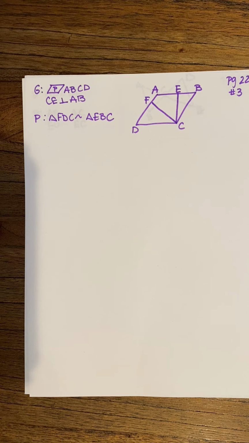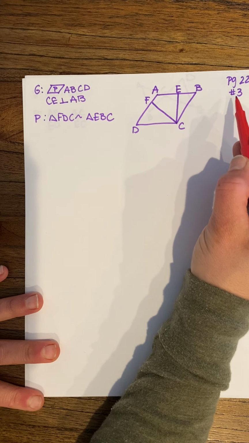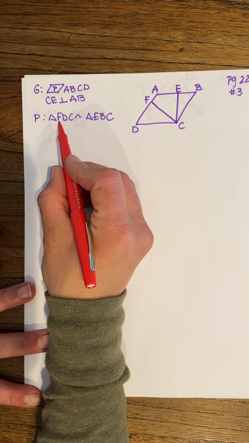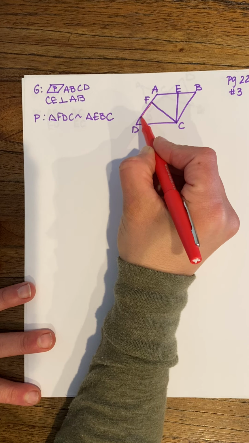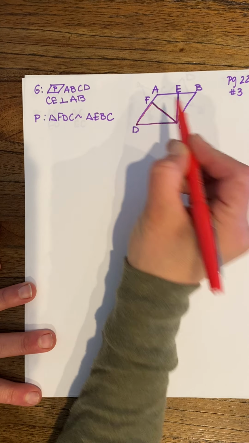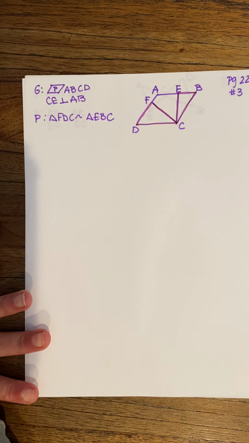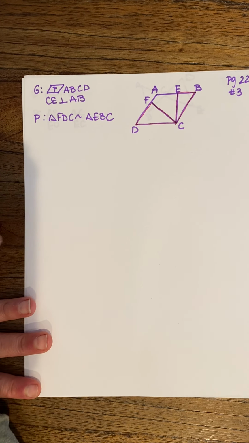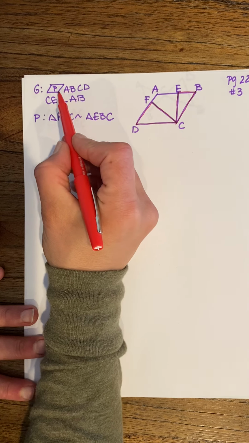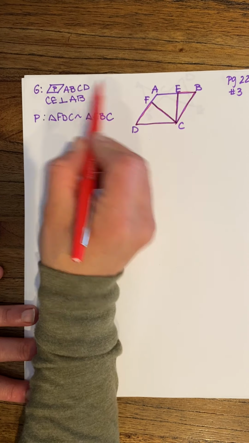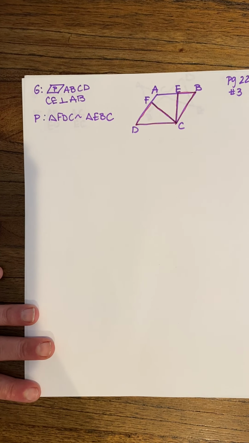So the first example I want to do is on page 22, number 3. You're being asked to just prove triangle FDC, that's this one right here, is similar to triangle EBC. Again, all you have to do is prove that they have two angles the same. Well, the first thing you notice is you're given a parallelogram. So you're thinking of all the properties of a parallelogram you could use. But again, it's really properties about angles since these are only proofs about angles.